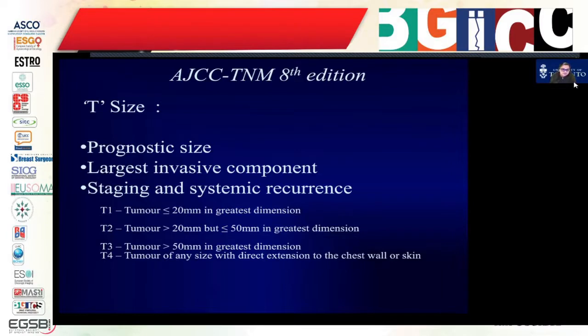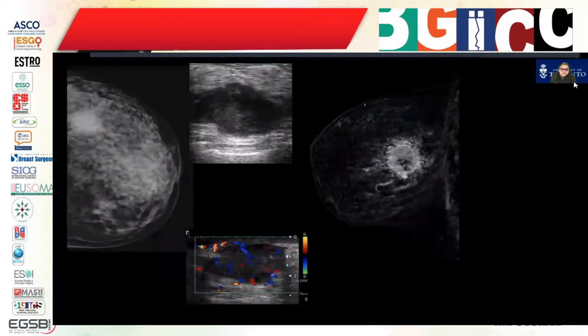T size is also important because it indicates the staging as well as the incidence of systemic recurrence. So it's a very important prognostic indicator of systemic recurrence. And then it is subdivided into T1, T2, T3, T4 based on the size of the invasive disease. Here is an example which shows you a unifocal invasive breast cancer.